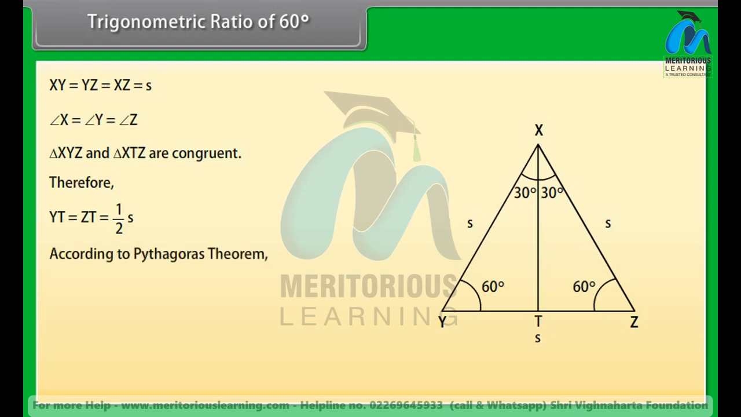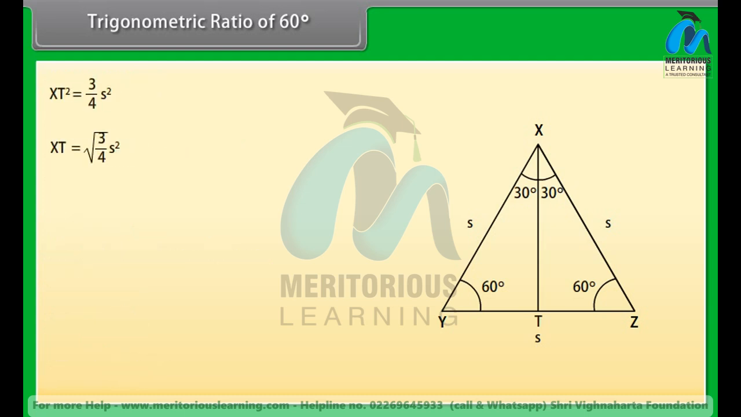According to Pythagoras theorem, XT square plus YT square is equal to XY square. By substituting the values, we get XT square plus 1 upon 2S whole square is equal to S square. By calculating it, we get XT is equal to square root 3 upon 4S square, which is square root 3 upon 2S. Sin 60 degree is equal to XT upon XY, which equals square root 3 upon 2S upon S, which equals square root 3 upon 2.